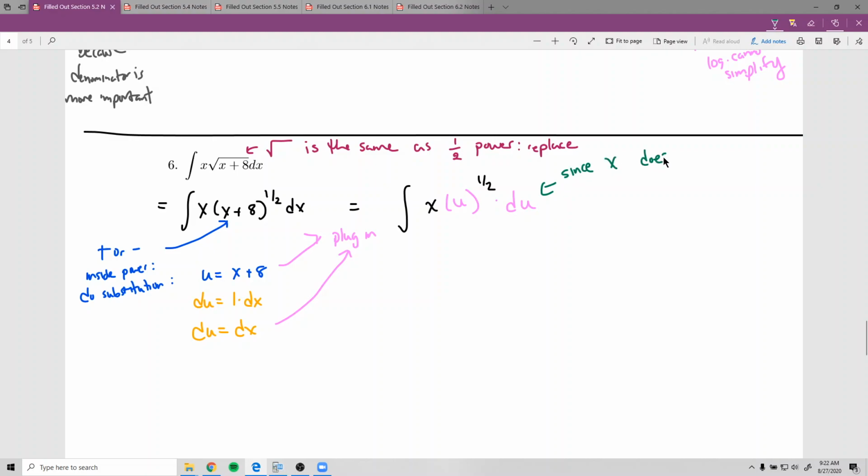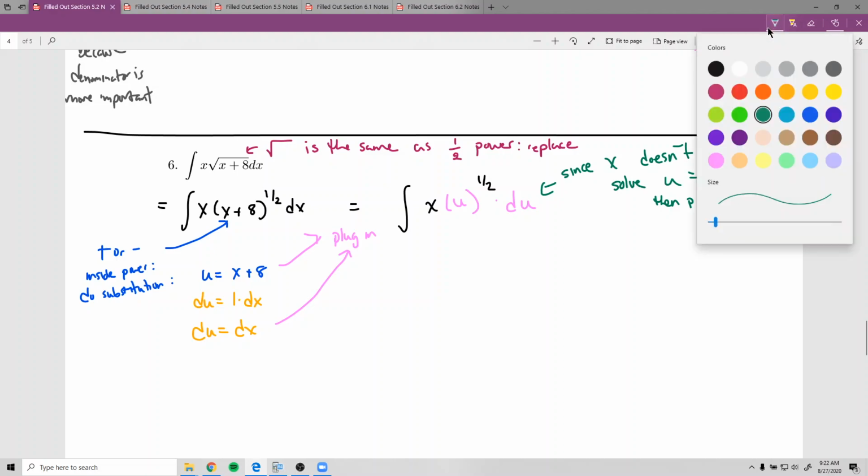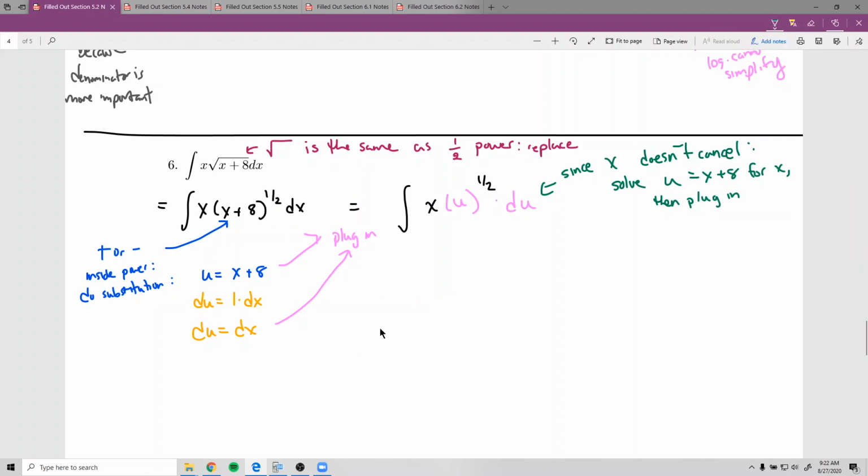Since x doesn't cancel, there's only one thing you can do. It's actually from the equation you made from u: solve u equals x plus 8 for x, then plug that in. Right, this is the one example of that, but it's good to see that it doesn't need to always cancel perfectly, and as far as on top and bottom of the fraction, it might cancel in this other kind of different way.